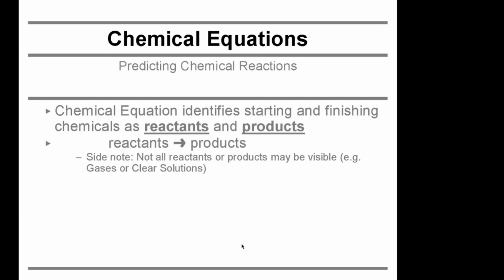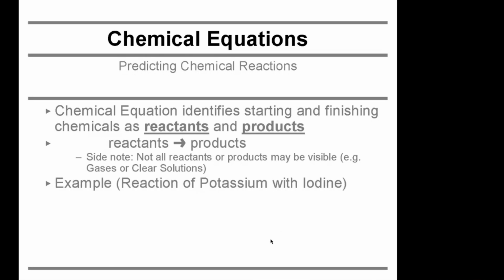Now, when you observe this in the lab or in nature, you need to understand that not all reactants or products may always be visible. If you burn something in air, you don't see the oxygen that goes into the burning reactions. Or your solutions may be totally clear, you can't see it. But there are reactants and products involved in these chemical reactions.